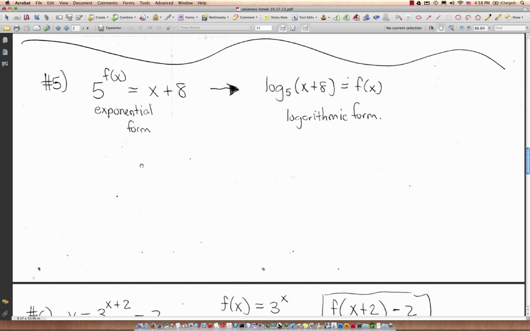Number 5, place this into logarithmic form. 5 is the base. F of x is the power, or the logarithm. X plus 8 is the argument. So this becomes log base 5 of x plus 8 equals f of x. And that's logarithmic form.